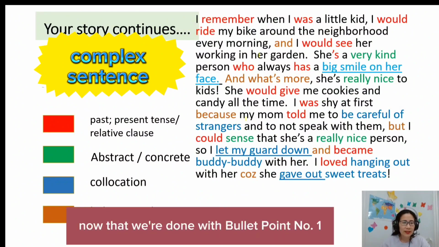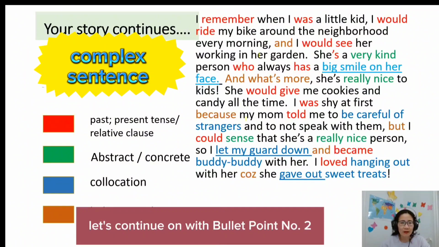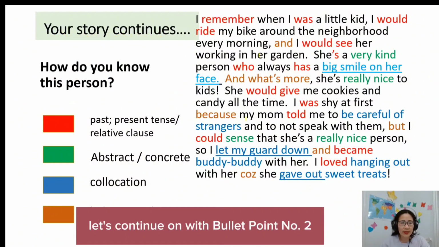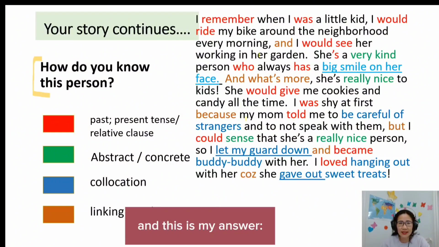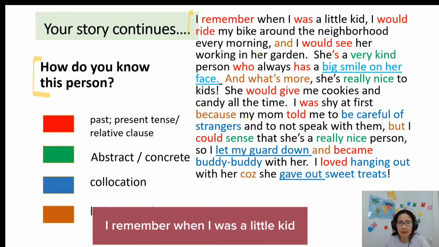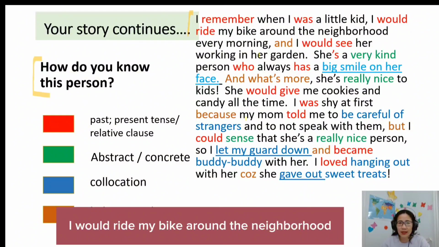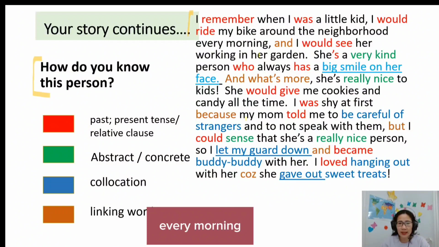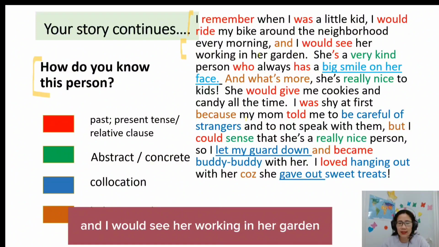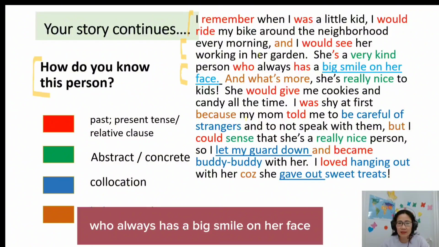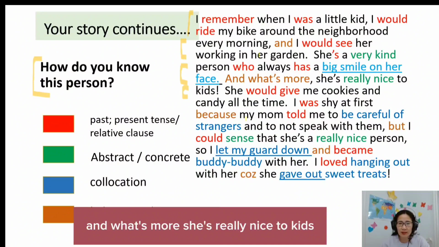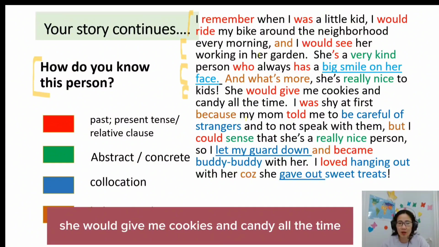Now that we're done with bullet point number 1, let's continue on with bullet point number 2. The question is, how did you know this person? And this is my answer. I remember when I was a little kid, I would ride my bike around the neighborhood every morning, and I would see her working in her garden. She's a very kind person who always has a big smile on her face. And what's more, she's really nice to kids. She would give me cookies and candy all the time.